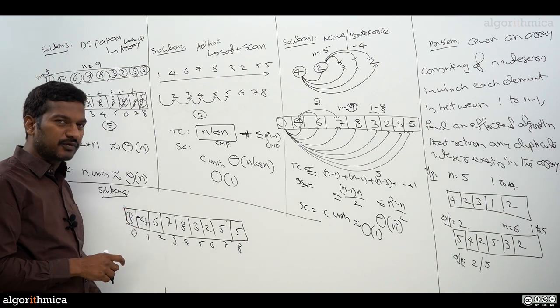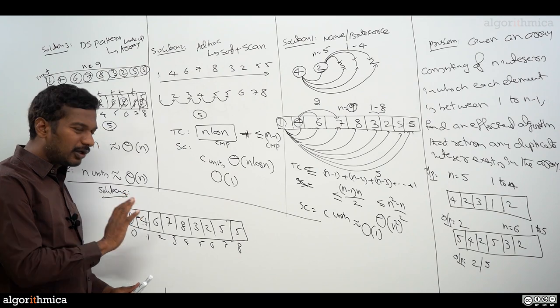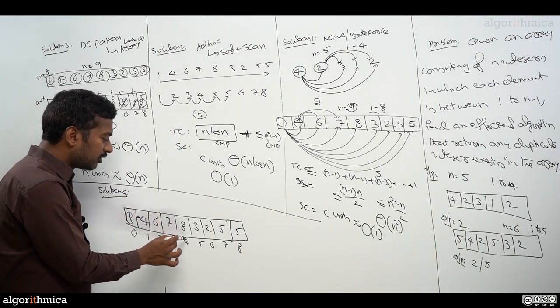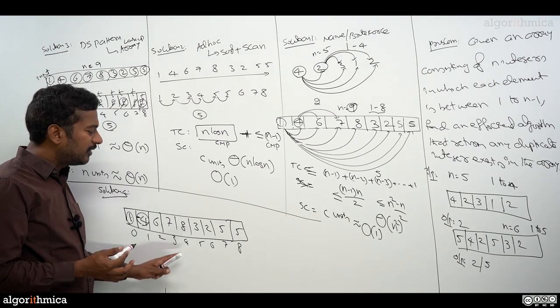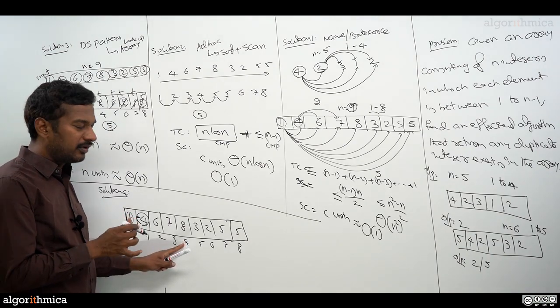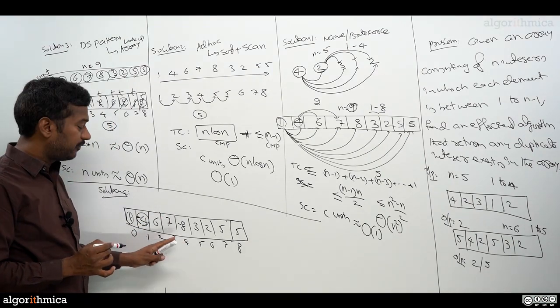Second element is minus 4. So take the absolute of that, which is 4. I'm not losing the data here. Go to the fourth index now. It's positive here. Positive means what? 4 is seen for the first time. That's why remember that by negating the value over here.